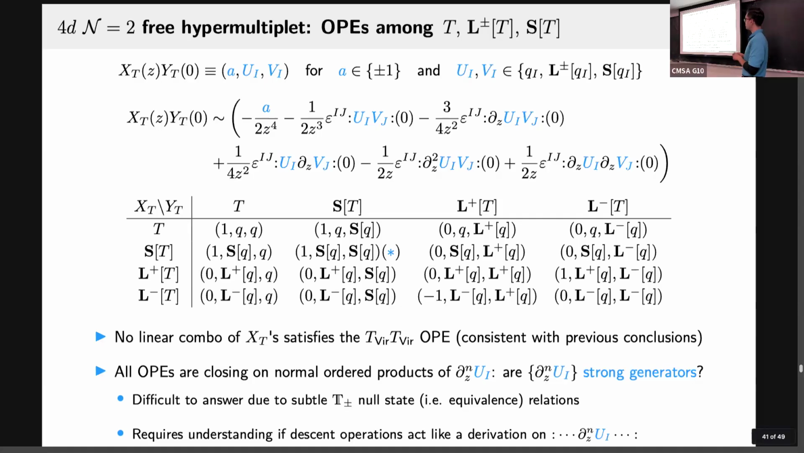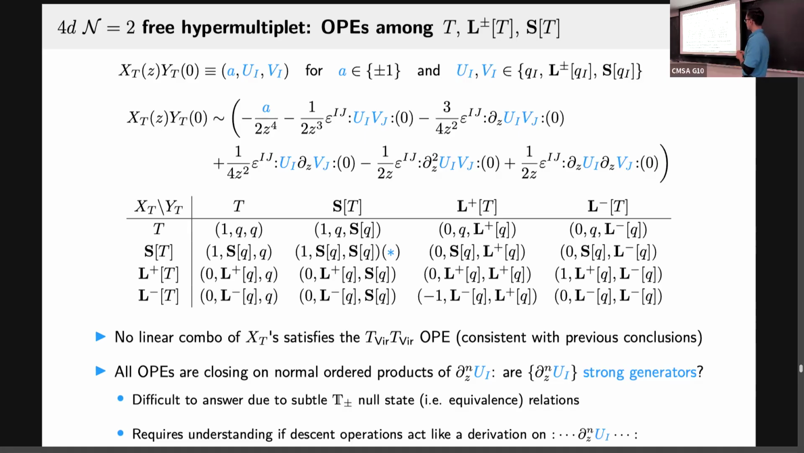Okay, and last table of OPEs here are between T and its descent operators with themselves. And consistent with the previous conclusion, we find that there's no linear combination of any of these extended vertex algebra operators that reproduces the Virasoro OPE on the right-hand side. But one thing to notice is that all the OPEs here are closing on normal ordered products of these U's, which are just the fundamental elements of the extended vertex algebra here.